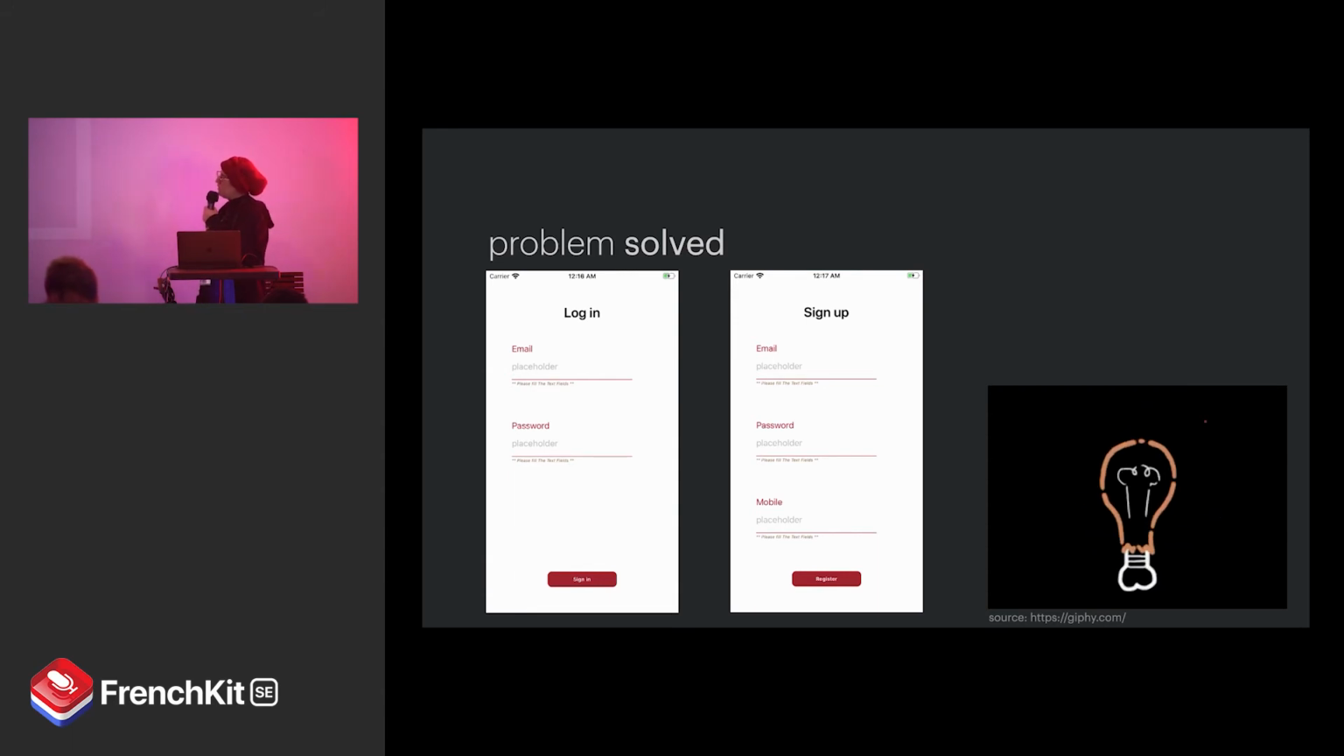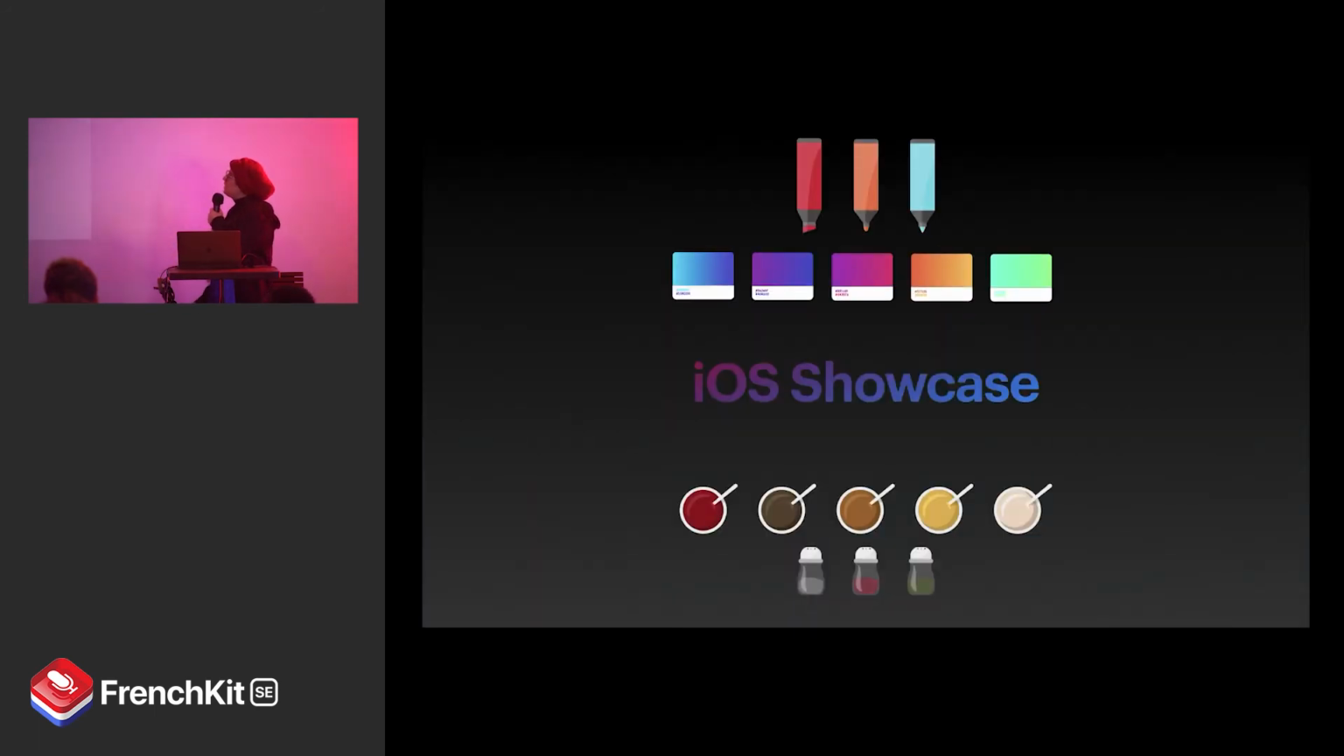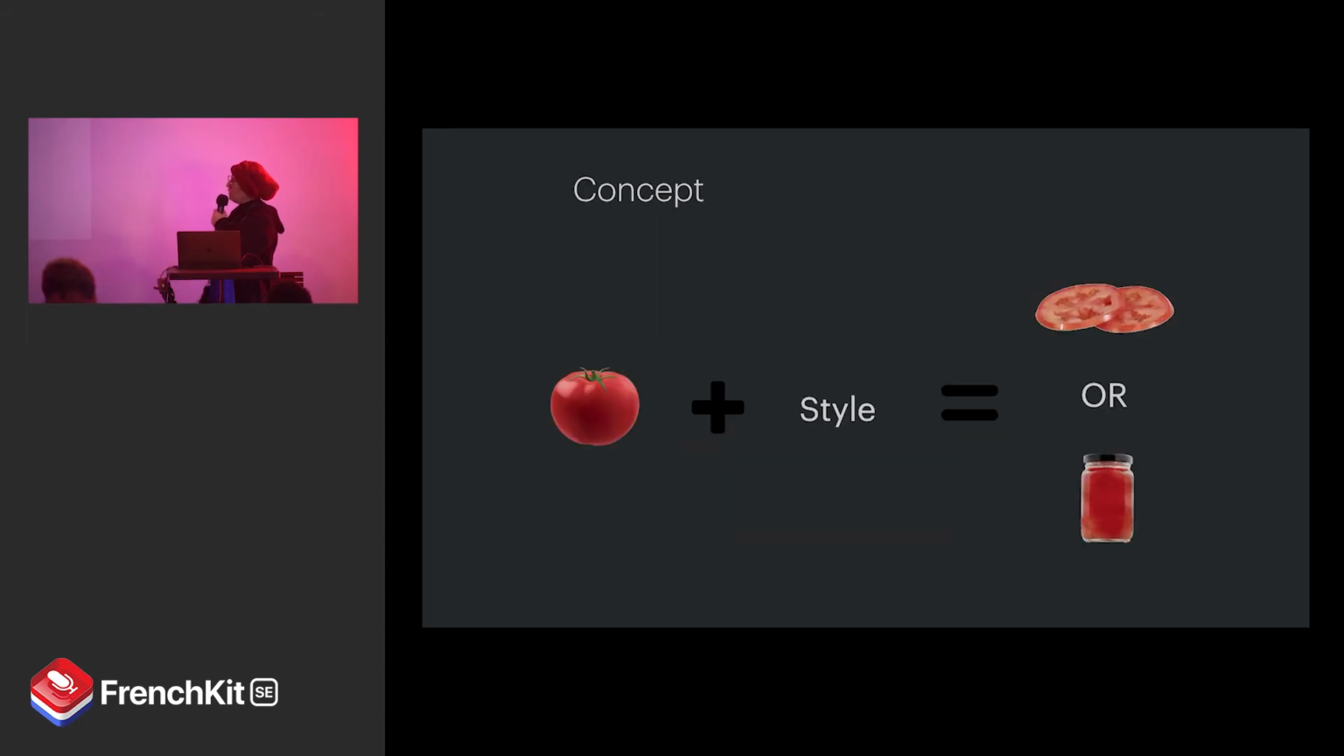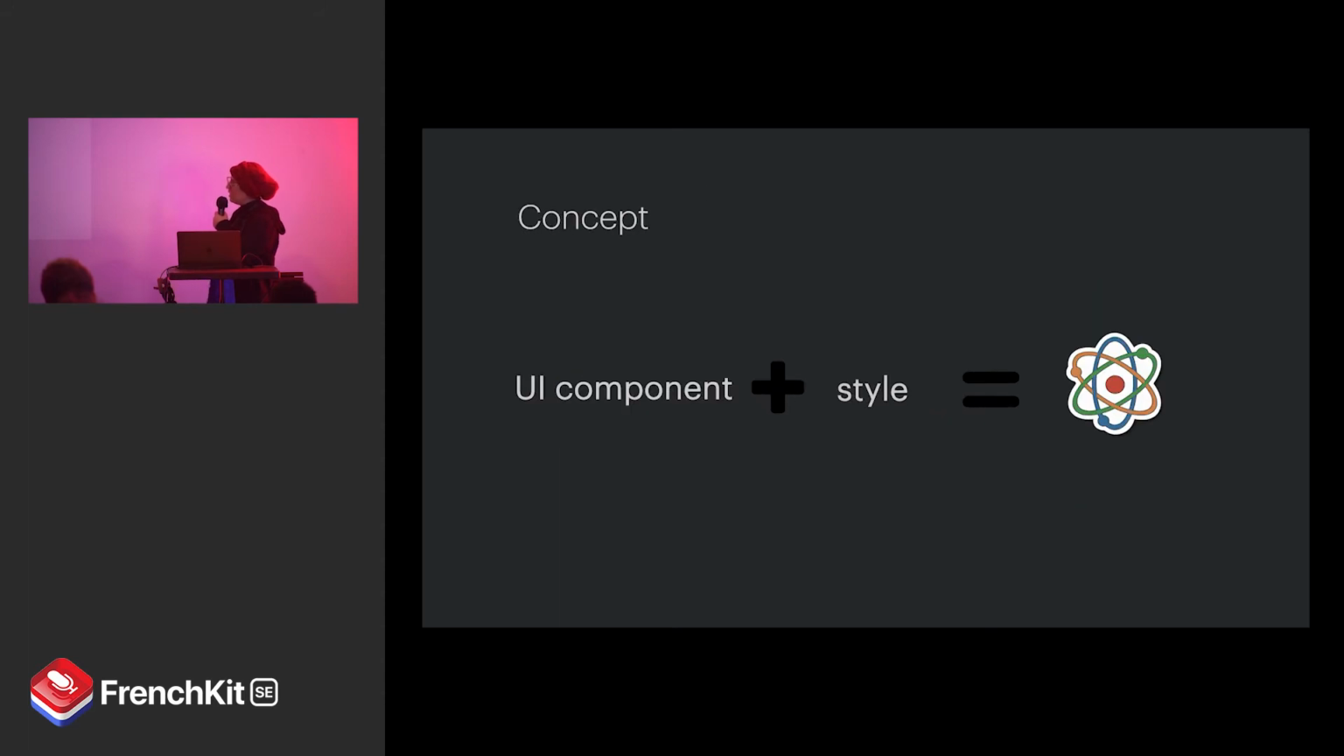So now we have seen an example from legacy to atomic. Now let's see an example from scratch to go from abstract to concept with an iOS showcase. So in this iOS showcase, we will go back into the kitchen and continue with the analogy of the pizza. If we take a tomato to which we apply a style, we get either slices or sauce depending on the style. So if we compare this in iOS and we apply a style to a UI component, we will get our atom. I will illustrate all of this with a demo.